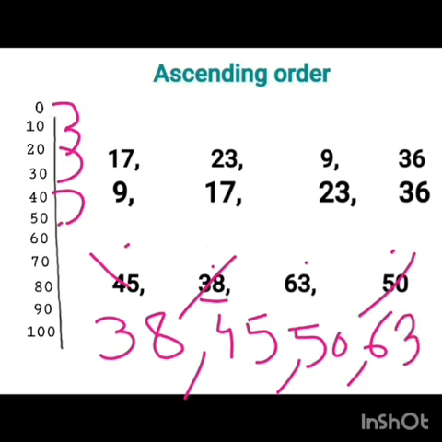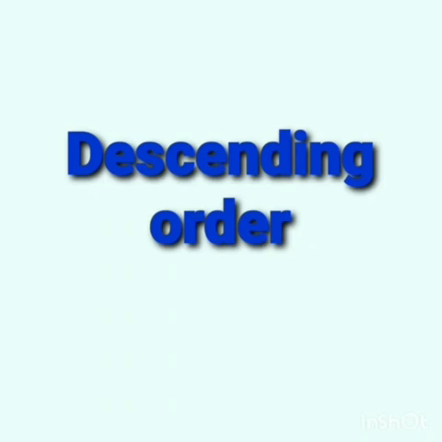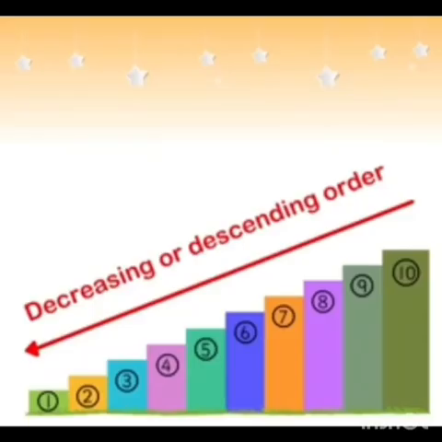So we have written here in the ascending order. I hope students you understand how to do ascending order. Now the next topic is descending order. Let us learn about the descending order, students. So you know what do you mean by descending order? Means when we arrange numbers from the greatest to the smallest, we say that they are in the descending order. It means from big to small.